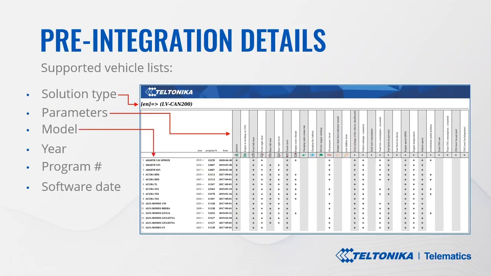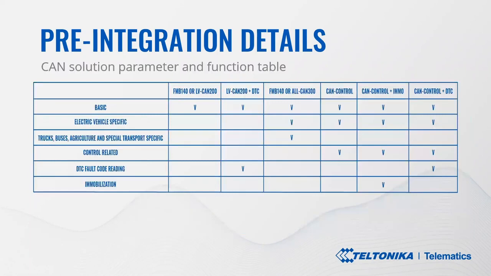We have a list of models that are already included in the supported list, placed here. We define the manufacture year of that specific model, and we also assign a program number for it and, of course, a minimum required software date. This information grants you what is required to identify the description, what type of solutions we have and what their main differences are.